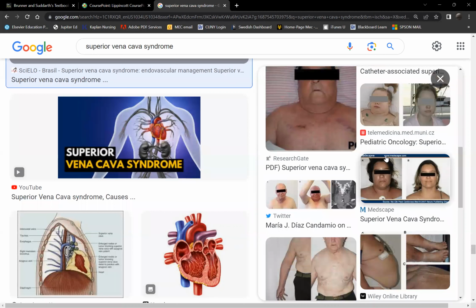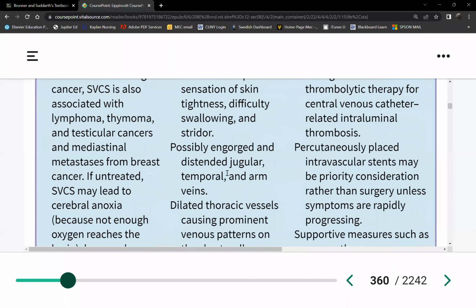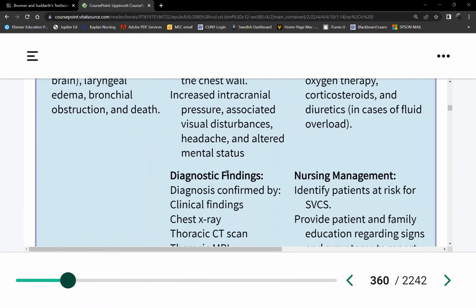Yeah, she had non-Hodgkin's lymphoma, so her tumor was in the lymph nodes close to her, yeah. So those are your signs and symptoms. And monitor hemodynamics because it will drop, it will cause shock.